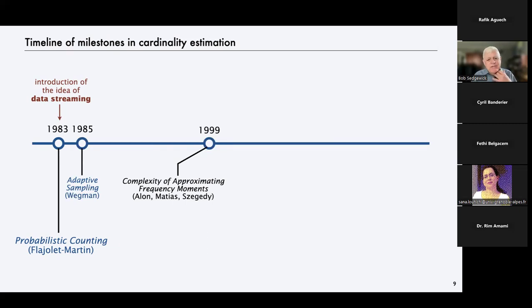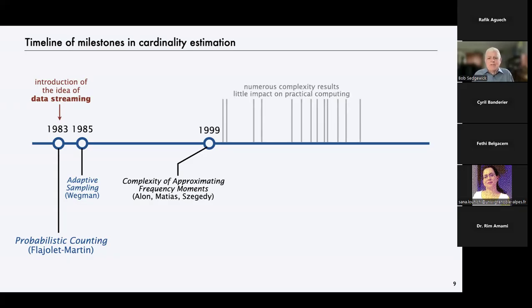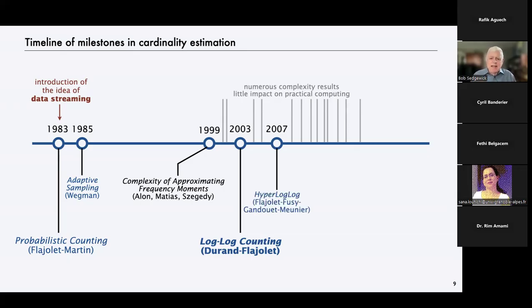About 15 years later, there was a theory paper that put this whole idea of streaming in a theoretical framework, and that led to lots of, I call them theoretical results that didn't have that much impact on practical computing. A little bit later, Flajolet went back to the problem and improved his first algorithm in a method called LogLog counting, and refined that in a method called HyperLogLog. And I'll talk about these algorithms. So that's 2007. That's almost 20 years ago now.